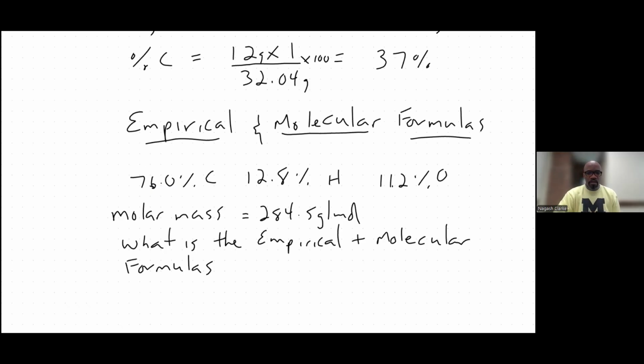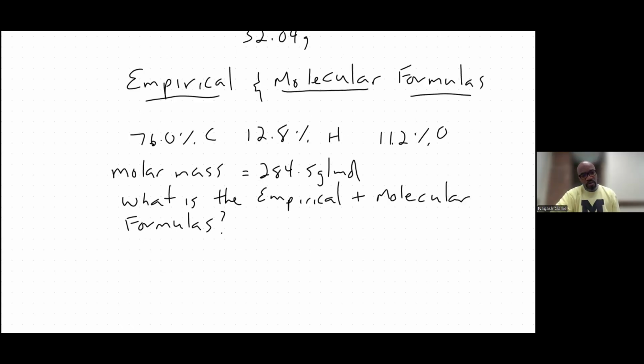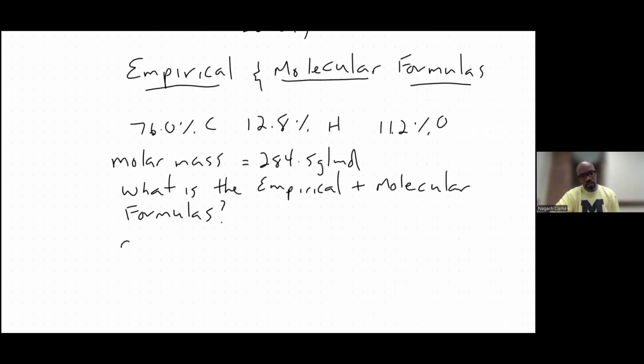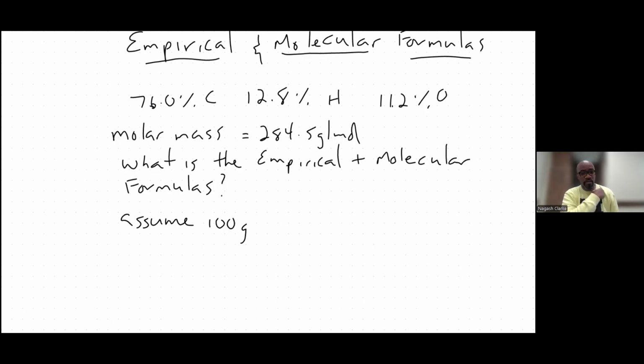Okay. So the first thing you want to do is assume 100 grams. What that does is convert all those percentages to grams. So 76% of 100 is 76 grams. Therefore my carbon is 76.0 grams, H is 12.8 grams, and O is 11.2 grams.